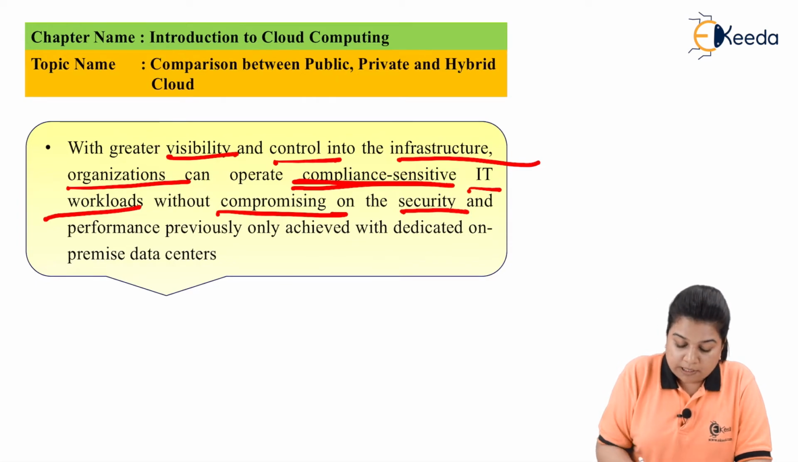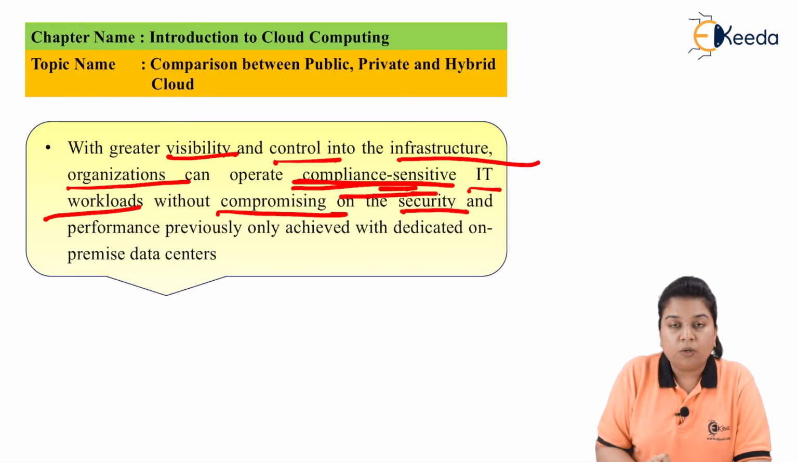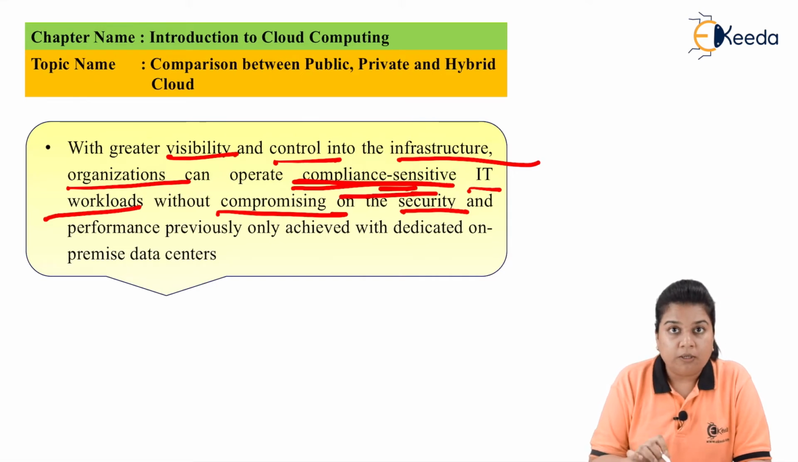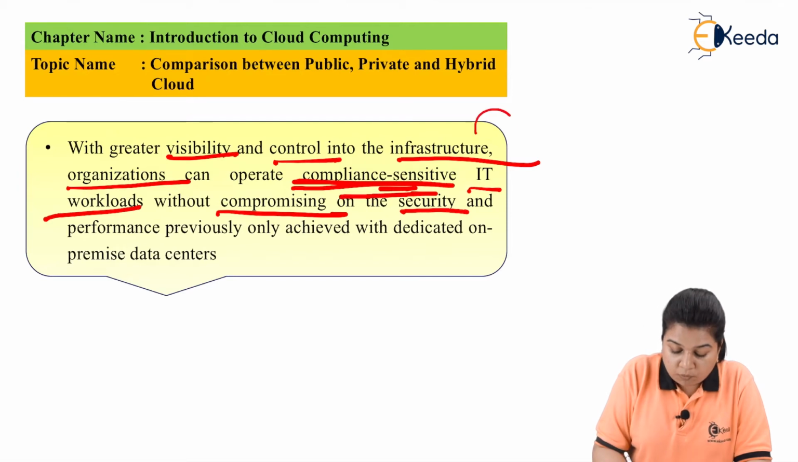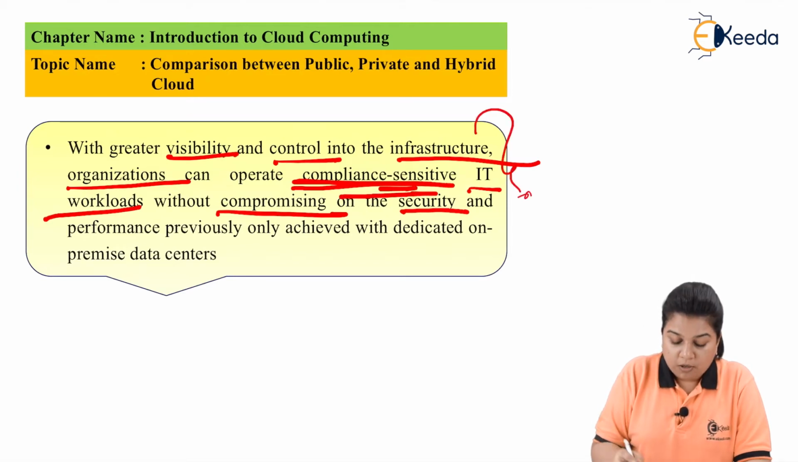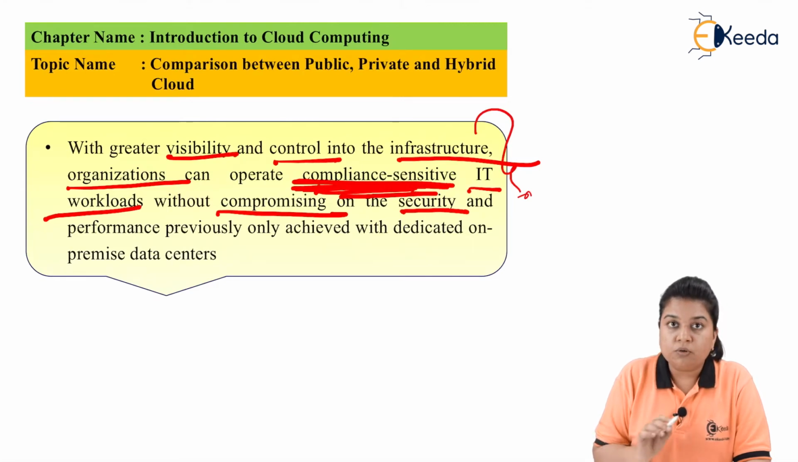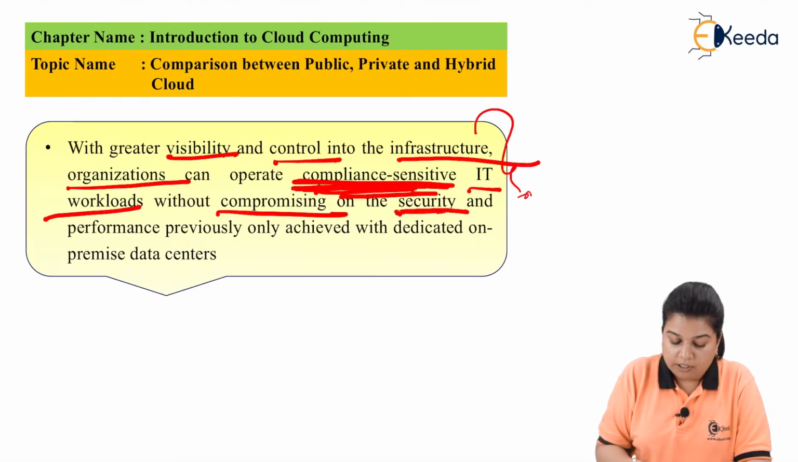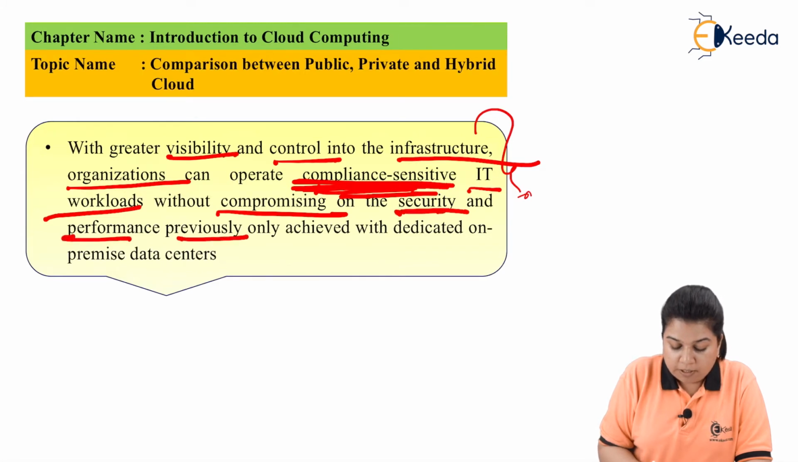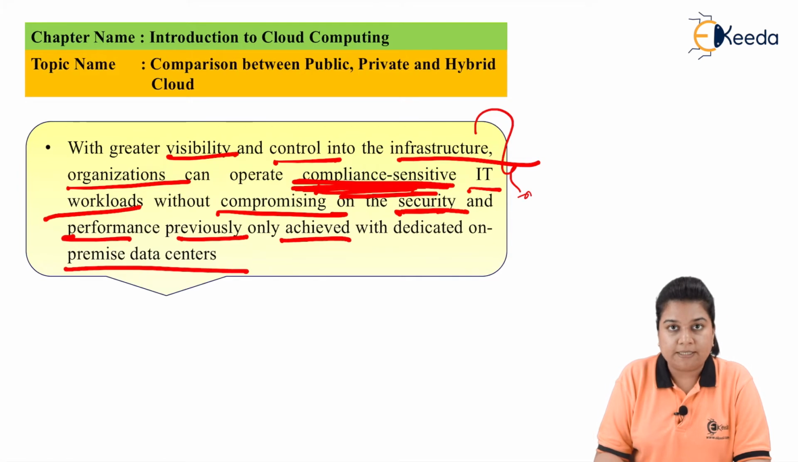If you are working compliance sensitive workloads with the public cloud, then you are compromising on the security, because you need not know what kind of infrastructure a public cloud vendor may provide. But with the private cloud, you know what is infrastructure here. So with these kind of workloads, you are not compromising with the security and performance previously only achieved with dedicated on-premise data centers.